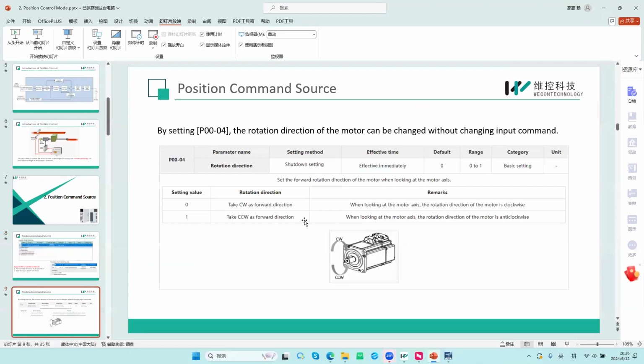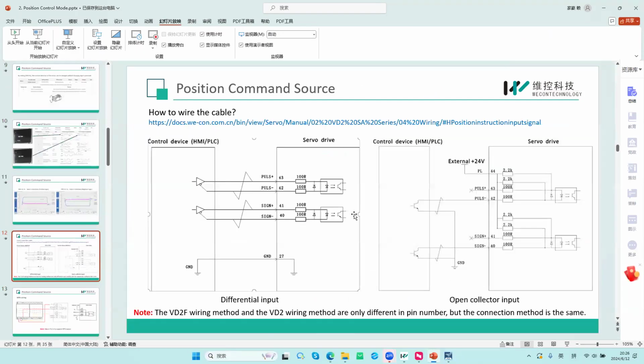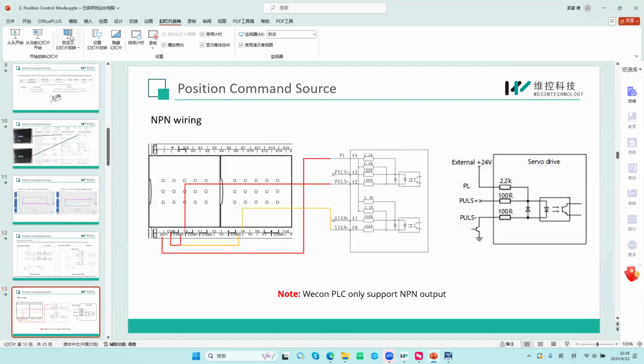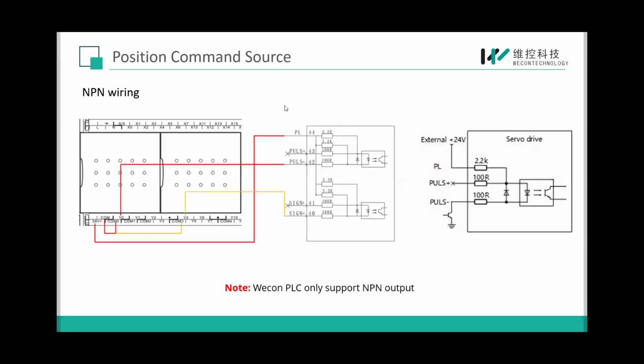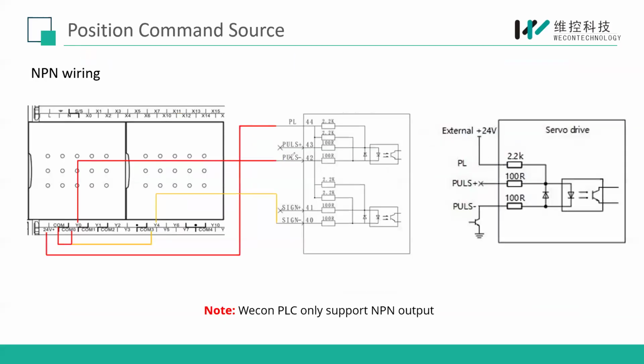This one is this terminal. This terminal is our direction terminal. So maybe this terminal has some problem. It can't receive our direction signal, and that causes our motor to rotate in only one direction.